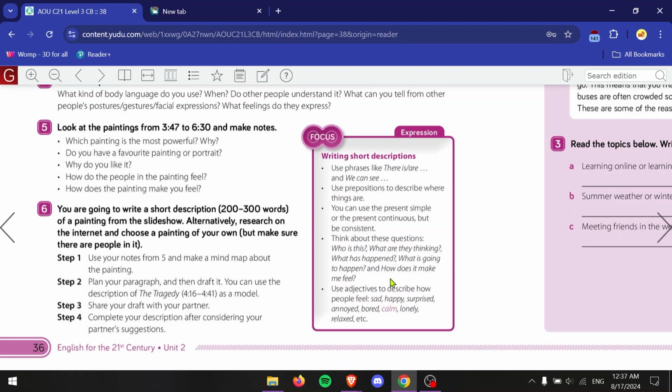Think about questions like who is this? What are they thinking? What happened? What is going to happen? And how does it make me feel? All of these questions can be combined to add more to your description. And then finally, don't forget to use adjectives. Adjectives are describing words, to describe how people feel. And you have all sorts of descriptions: sad, happy, surprised, shocked, annoyed, bored, calm, lonely, relaxed, etc. It goes on and on. So use all of these together to create a short description of the thing that you enjoy or like.